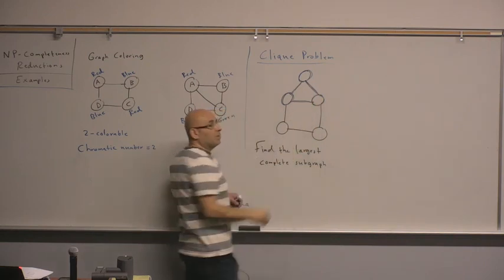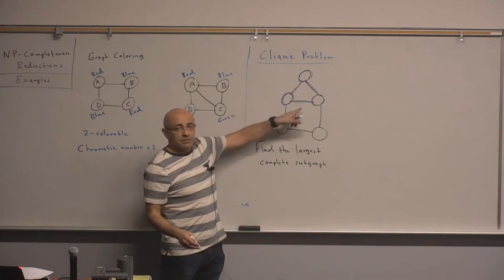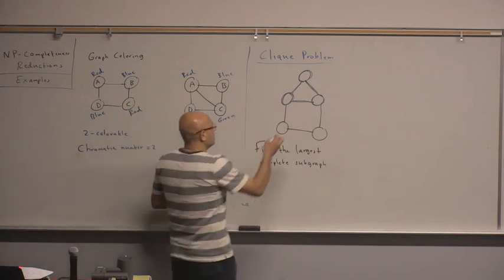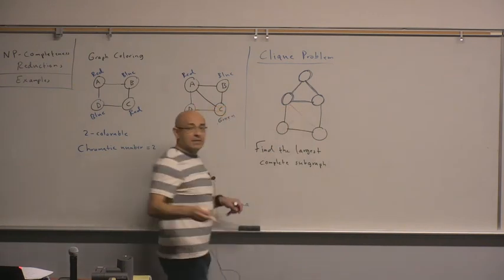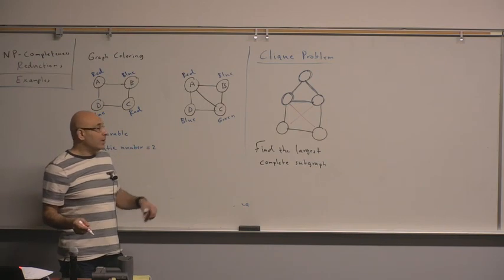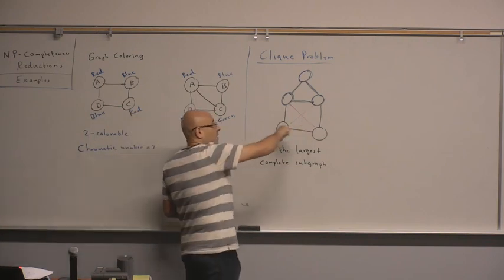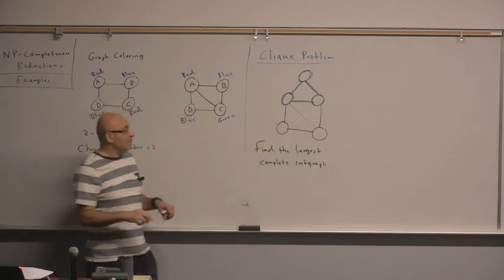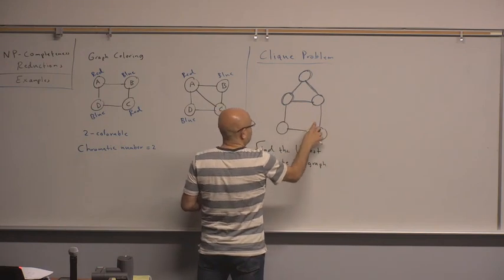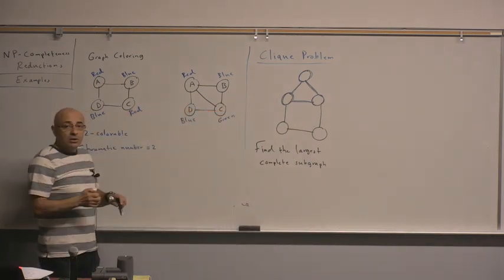We cannot find a complete subgraph with 4 vertices because these 4 vertices are not fully connected. Right? If I add these 2 edges, then the clique in this case becomes the square or the rectangle. If I add these 2 edges, then this becomes the largest subgraph. But without these edges, the largest subgraph is the triangle. Okay?